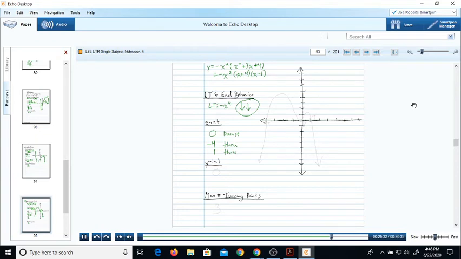If we plug in 0 for x, we get 0 for y. And since it's fourth degree, we can have at most 3 turning points. Alright, let's go ahead and sketch the graph.